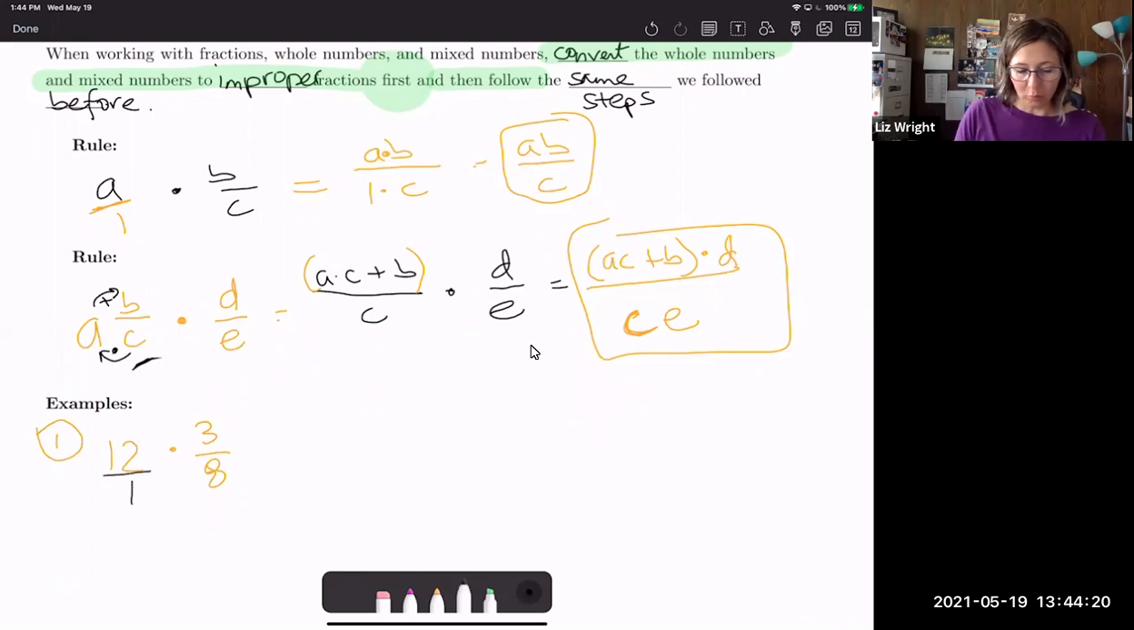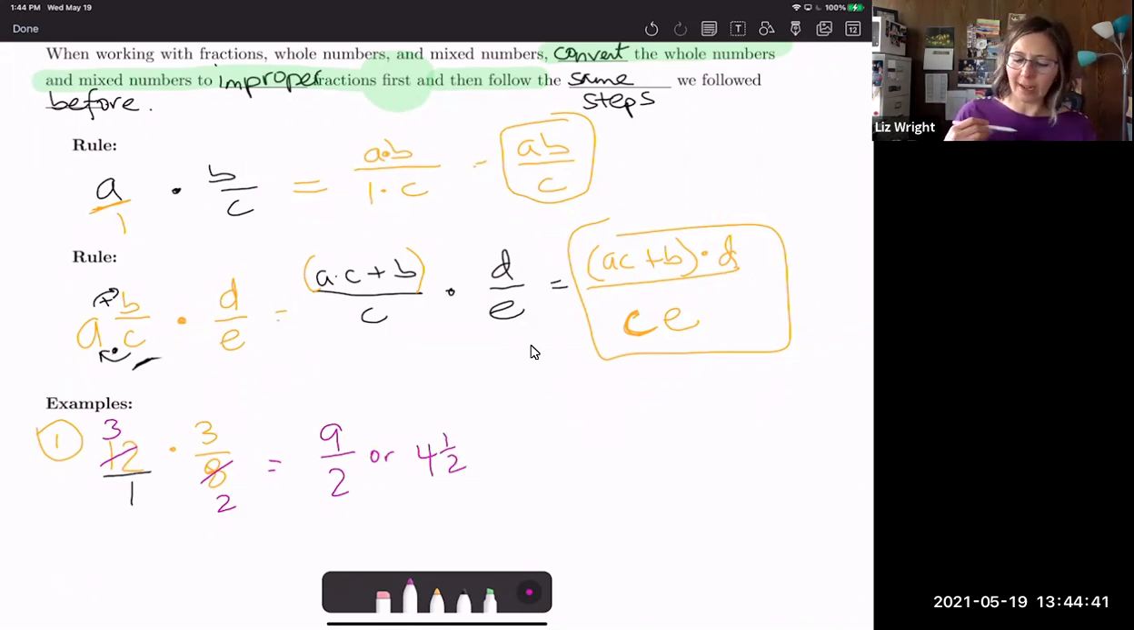So we're going to put this over 1. I'm going to do some reducing. 8 divided by 4 is going to give me 2. 12 divided by 4 is going to give me 3. I'm going to multiply straight across, and I'm going to get 9/2. 9/2 as a mixed number is going to be 4 1/2. Is that kind of close to 6? Yeah, that's kind of close to 6. Does that seem reasonable? Is that like 3/8 of 12? Yes, that seems reasonable. There's your answer.